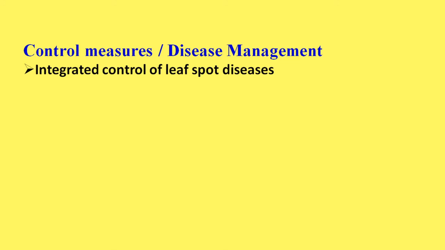Another, last but not least and important one, is integrated control of leaf spot disease. On this you have to focus very carefully, because every effort should be made to utilize all available and compatible disease control measures. Whatever we know, all strategies should be applied. That is nothing but integrated control of leaf spot disease.